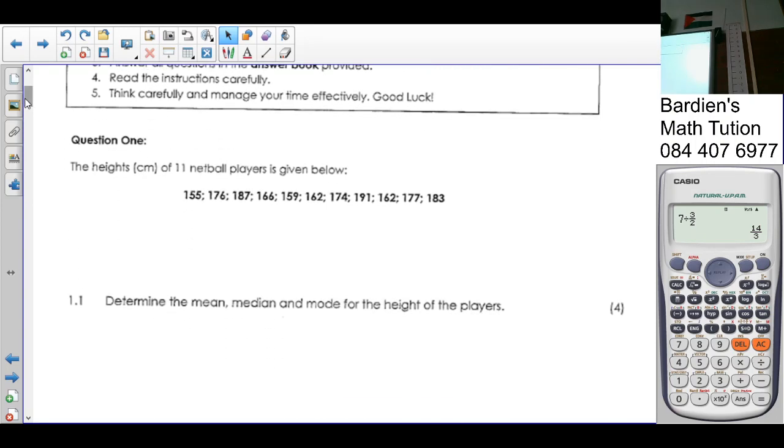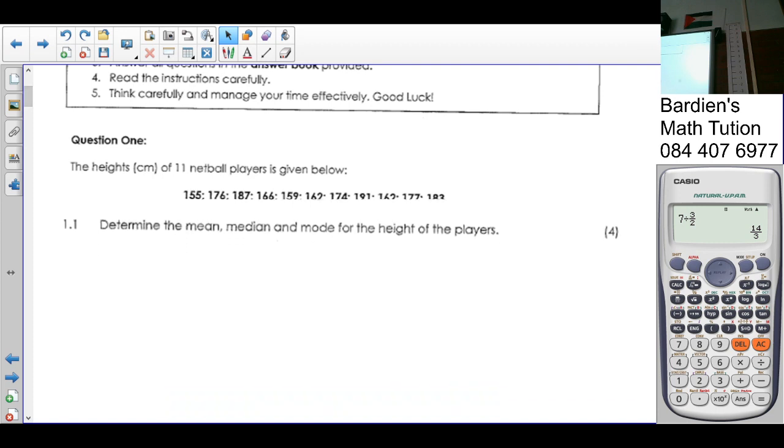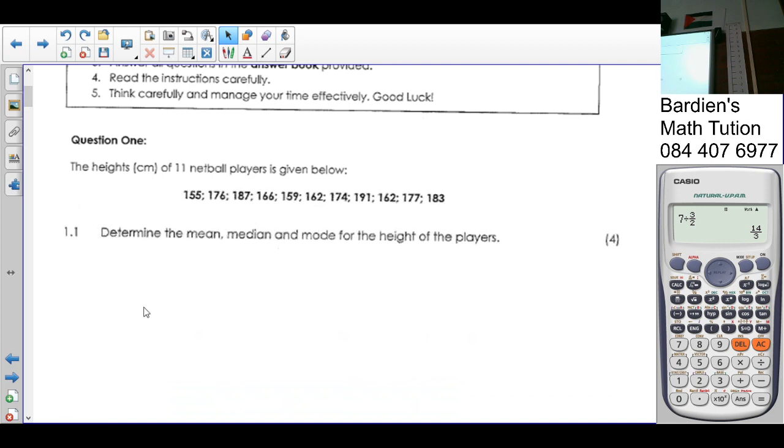We are told that the height of 11 netball players is given below. So there's 1, 2, 3, 4, 5, 6, 7, 8, 9, 10, 11 of them. The first question says determine the median, the mean, the mode of these heights. So are these numbers in ascending order already? No. So we need to get it in ascending order first. What's the smallest value here?